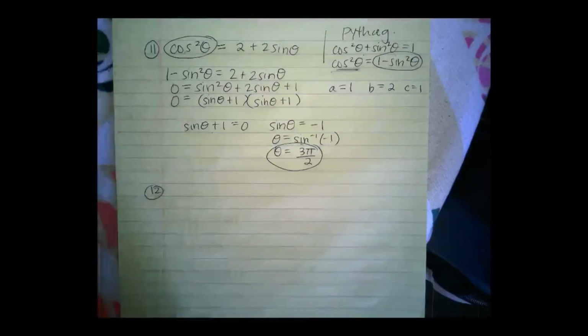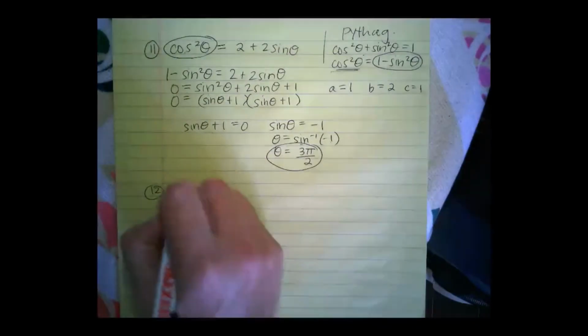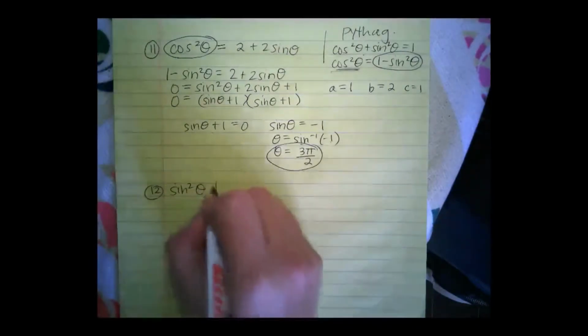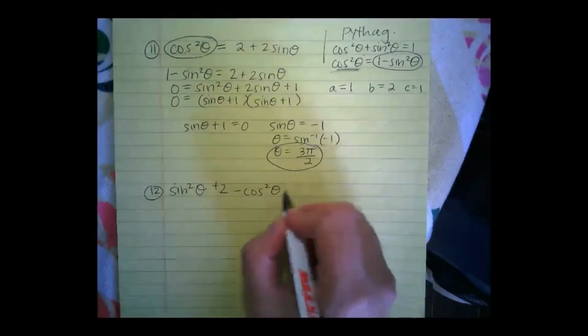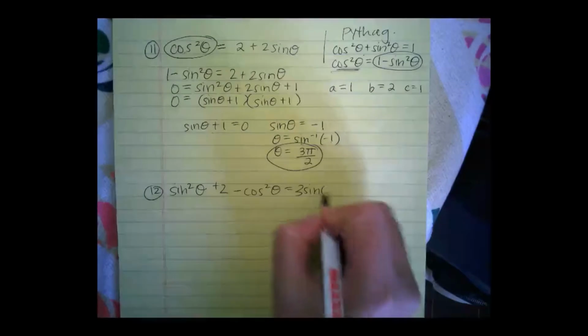All right, number 12 is similar. We have sine squared of theta plus 2 minus cosine squared of theta equals 3 sine of theta.